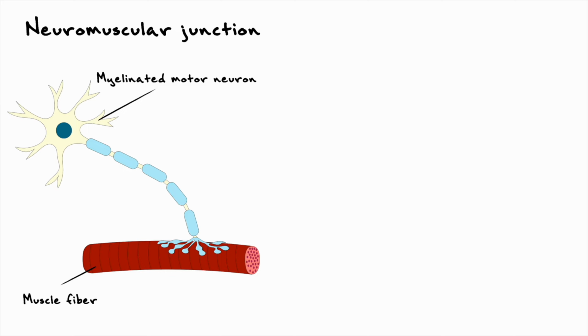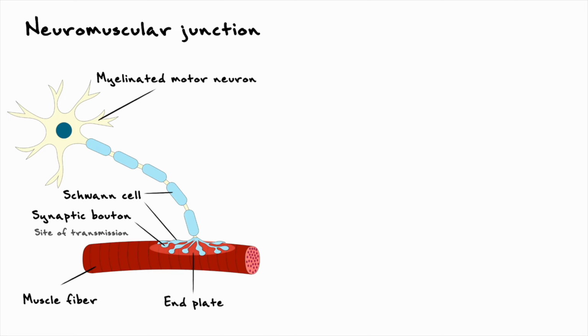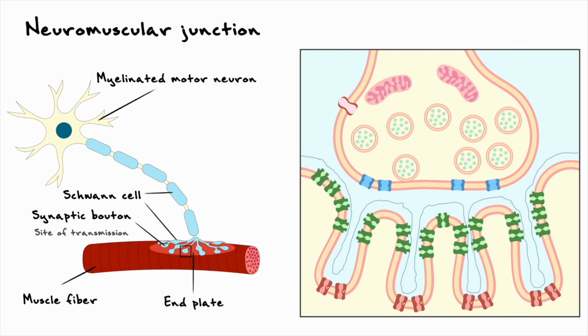So, for terminology's sake, the many branchings leaving the axon form what are called synaptic boutons, which essentially correspond to the sites of chemical transmission. The synaptic boutons are enwrapped in Schwann cells, the same type of cells that cover the axon. The sum of the region covered by these boutons is usually referred to as the end plate. Now, let's consider one side of transmission, which looks a bit like this.